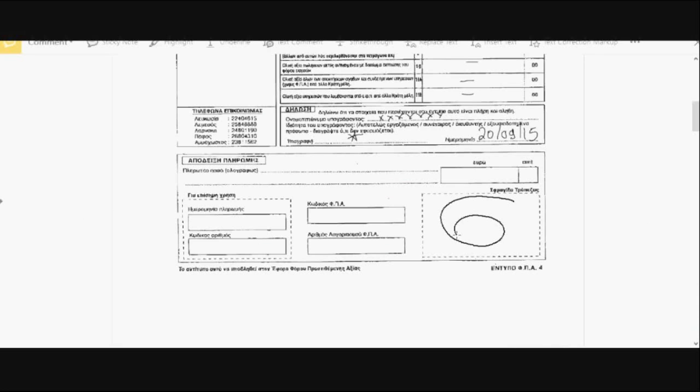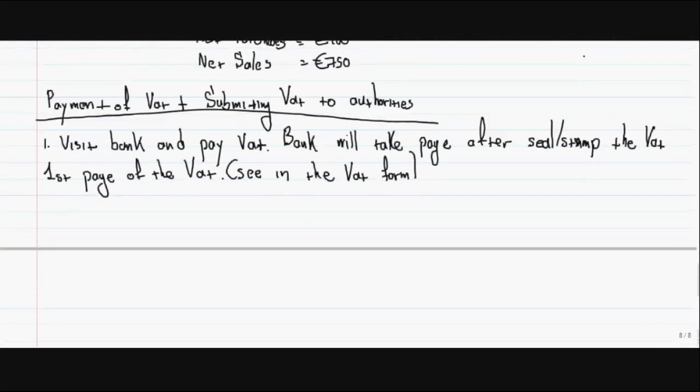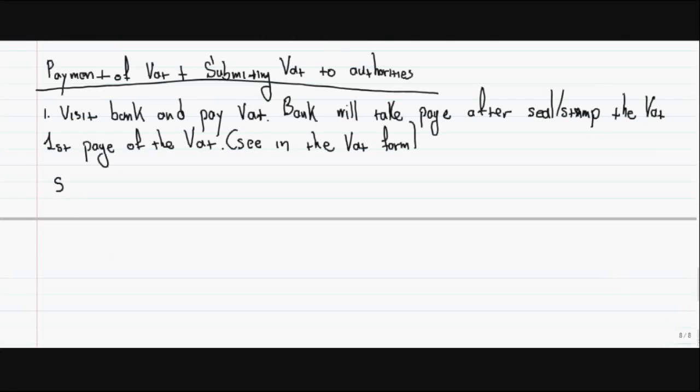The cashier will seal exactly here. This is the bank seal. And once the bank seal is there, page 2 and page 3 will be copied automatically. So after you follow step 1, you need to take page 2 and page 1 to the VAT authorities.